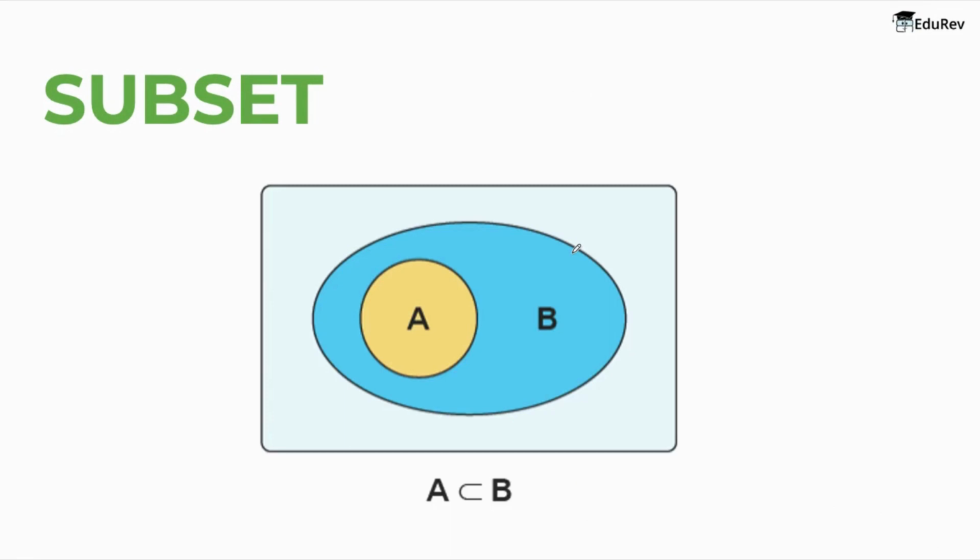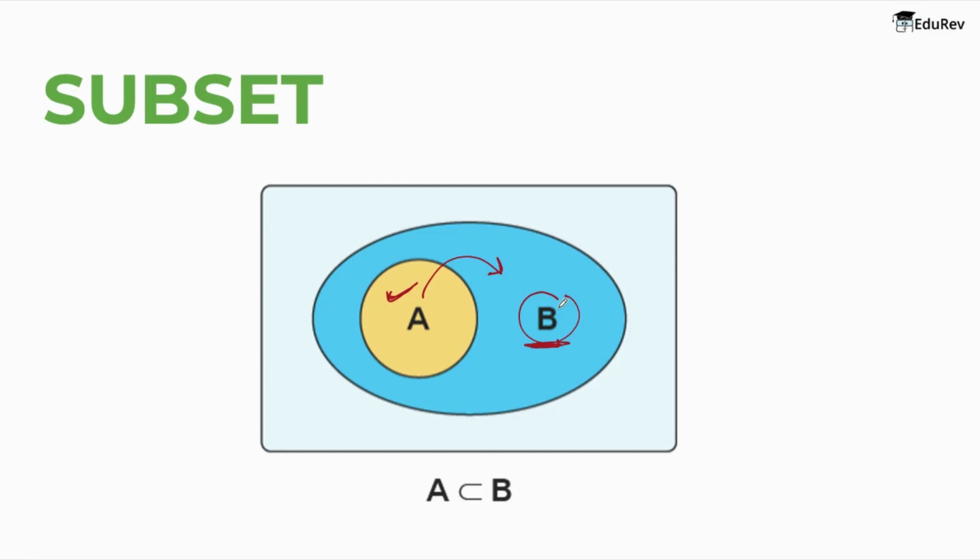Okay, so subset. Alright, so Venn diagrams are used to show subsets. But what exactly is a subset? A subset is actually a set that is contained within another set. For example, here A is what? A subset of B. Why? Because all the elements that are present in A are contained in your B, but all the elements which are present in your B are not contained in A.